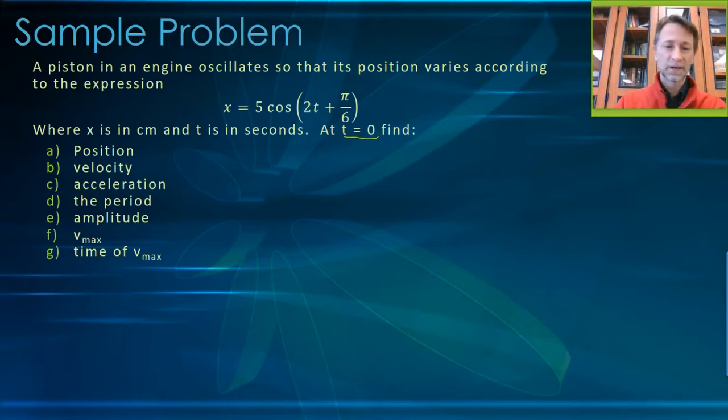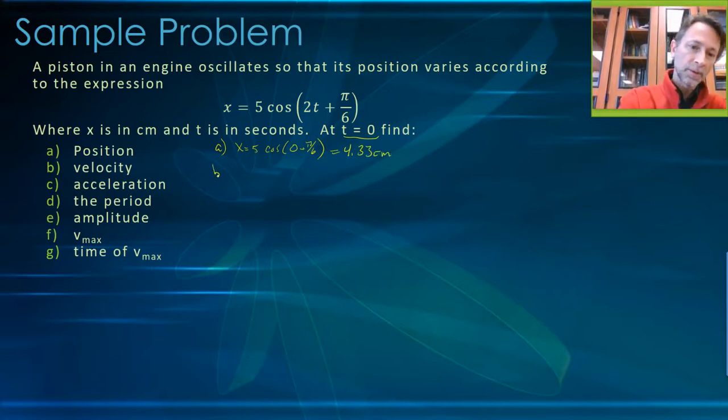Well, those become super kind of easy. So for part A, for the position, can't I just say x is equal to 5 times the cosine of 0 plus pi over 6? And whenever we do that, we should end up with a value that is going to be 4.33 centimeters.